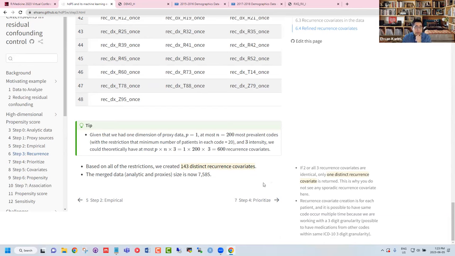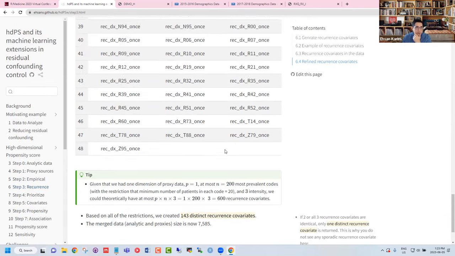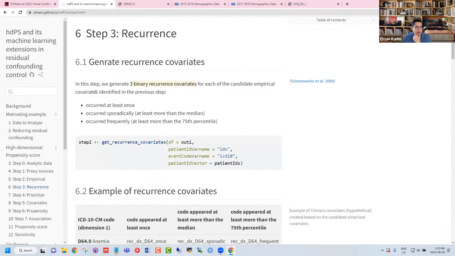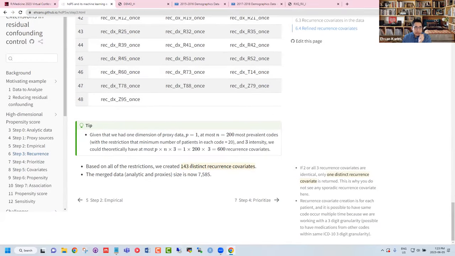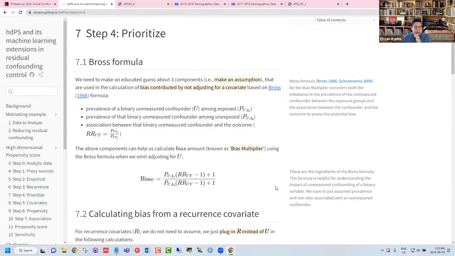So in step three, we basically created three versions of the codes based on the restrictions of whether they happen only once, sporadically or frequently. And then we have taken only the distinct ones, and then we achieve this 143. And in step four, what we will do is try to select which of these 143 we want to include in our analysis.